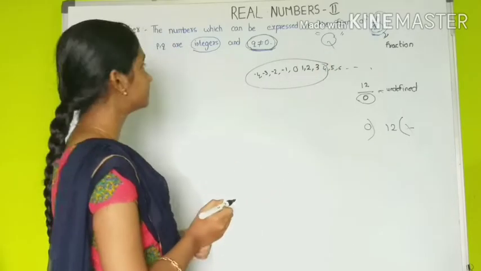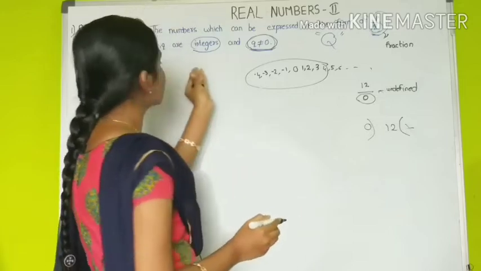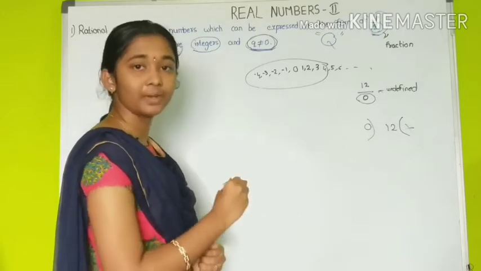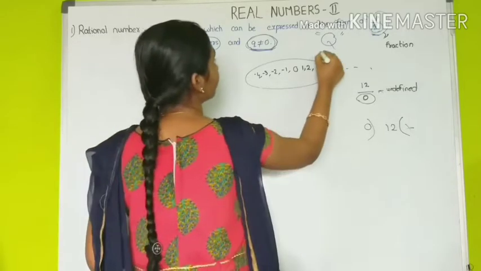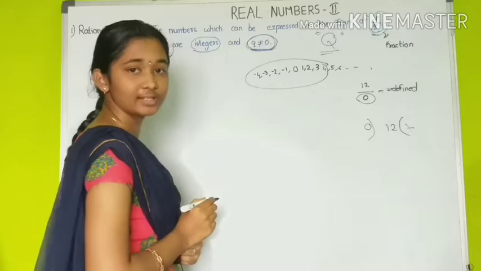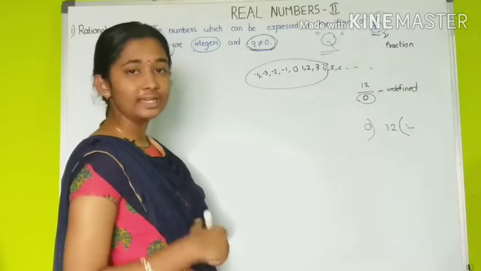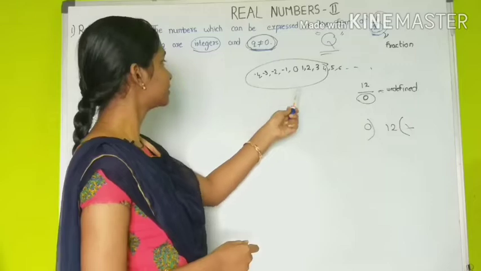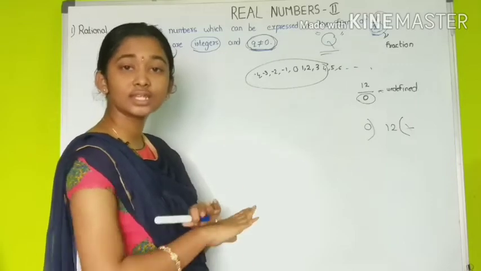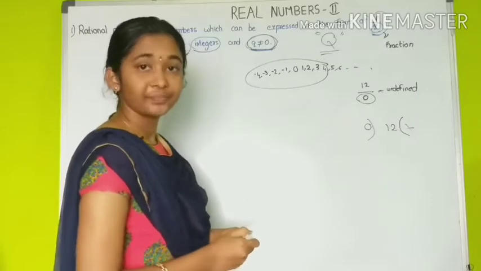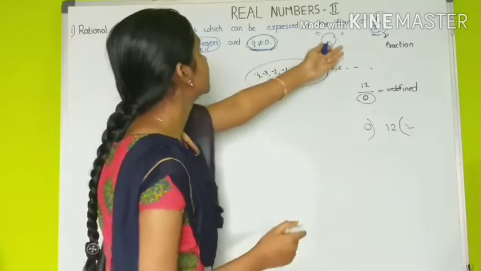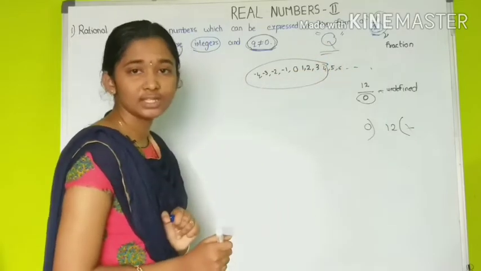And next, these rational numbers are denoted by the symbol or letter Q. Now, in the previous video, we have already learned what are integers. Integers are these numbers, positive, negative, and 0, and they don't involve fractions. But now, as these are rational numbers, can we say that all integers are rational numbers?